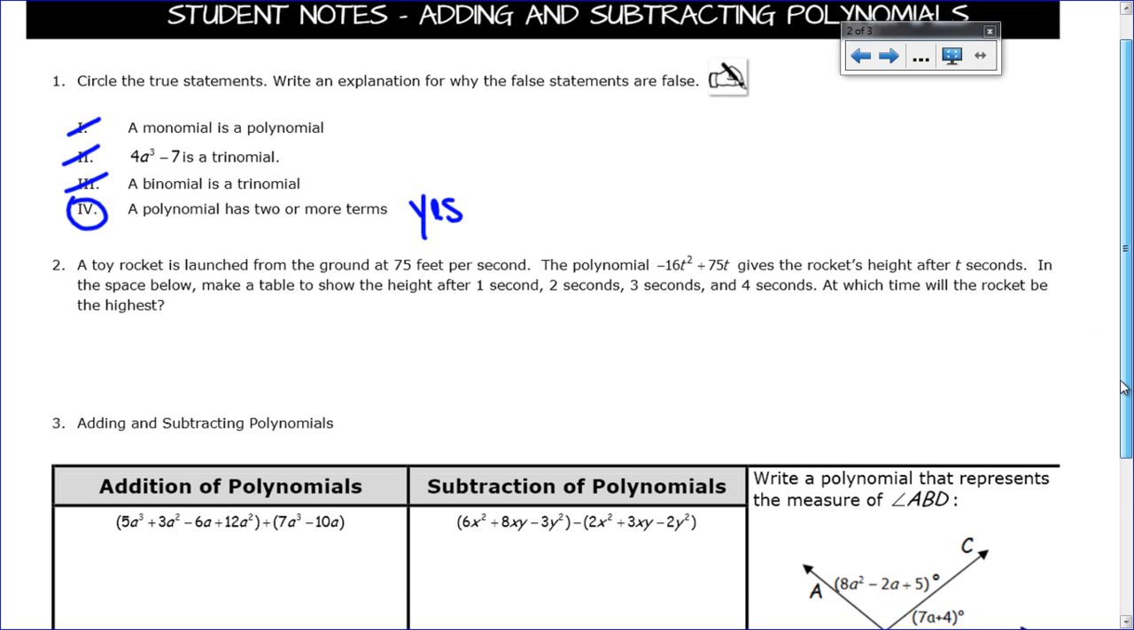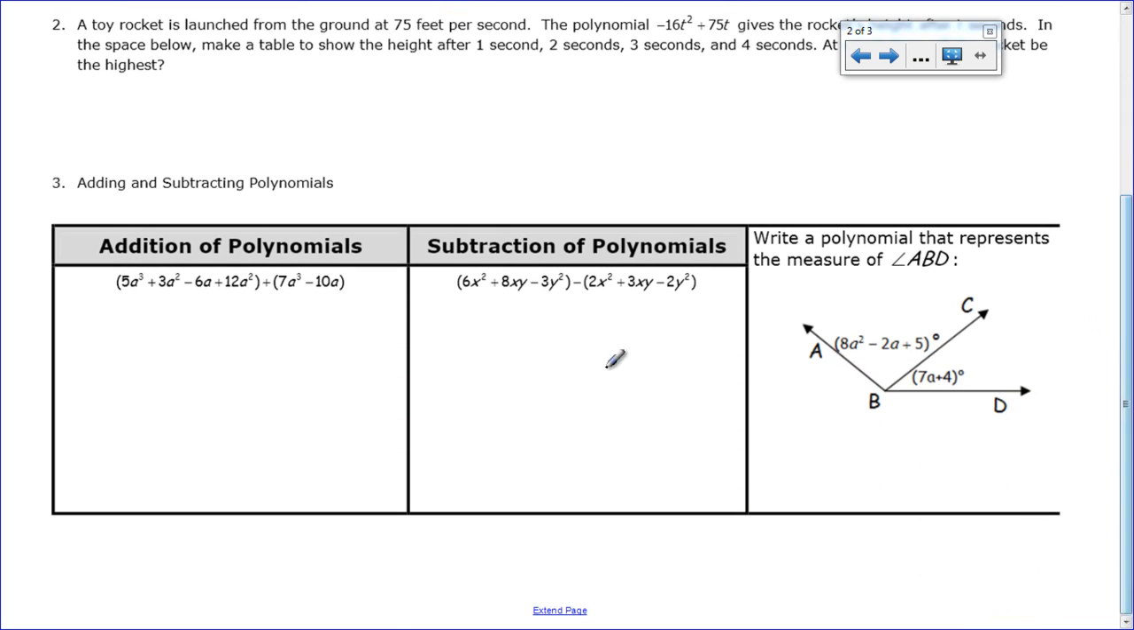So we're going to skip down here to number 3 because this is what we're focusing on today anyway. Number 2 is a good question and we'll come back to it when we get to these kinds of problems, but for today it doesn't go with what I'm wanting you to learn. So addition and subtraction of polynomials.